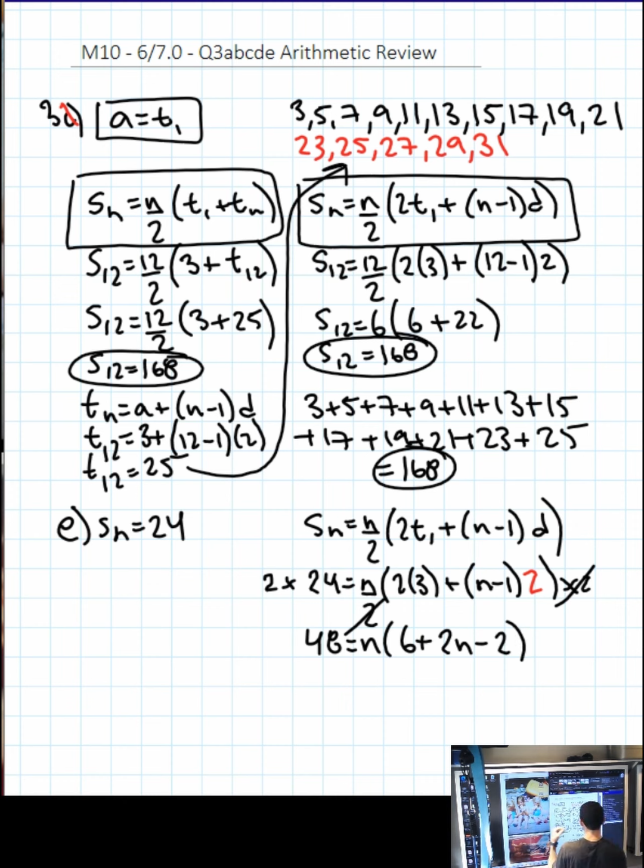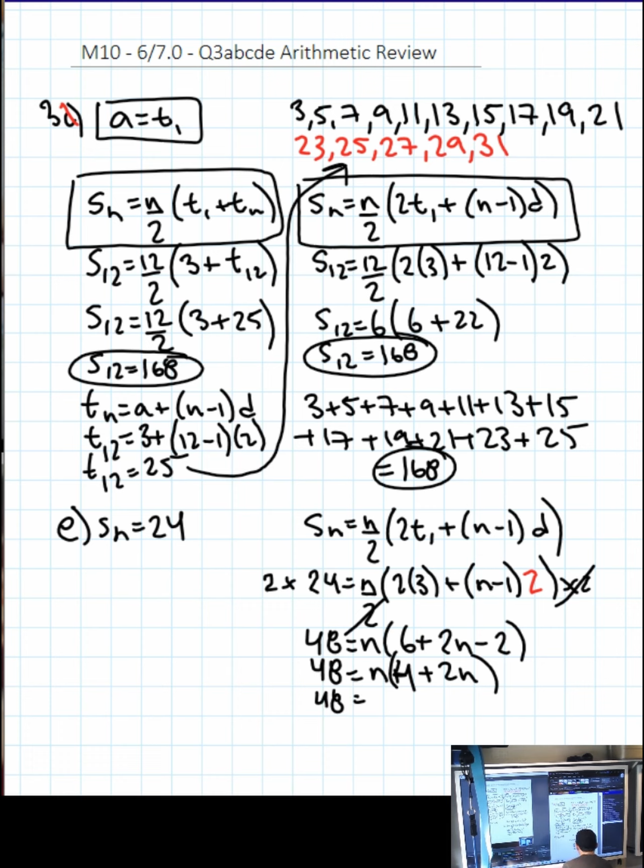Okay, so we have to then clean it up a bunch. So 48 equals n, so we're going to get 6 minus 2, n open bracket, 6 minus 2 is 4, plus 2n, then we'll distribute. So 48 equals 4n plus 2n squared. So we have to get this thing equal to 0. 0 equals 2n squared plus 4n minus 48.